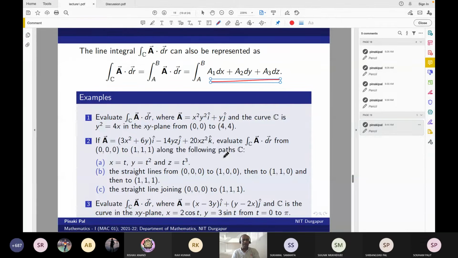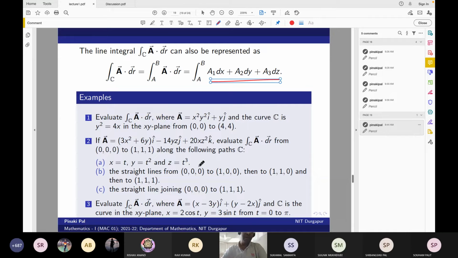Here the curve C is given in parametric form. A is the vector given by 3x square plus 6y i minus 14yz j plus 20xz square k. And we have to find this integral along C, and C is the curve moving from 0, 0, 0 to 1, 1, 1, following this curve: x is equal to t, y is equal to t square, z is equal to t cube. This is the parametric form of the curve C.